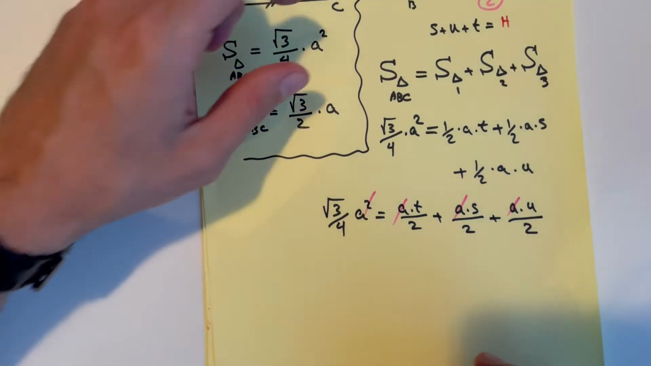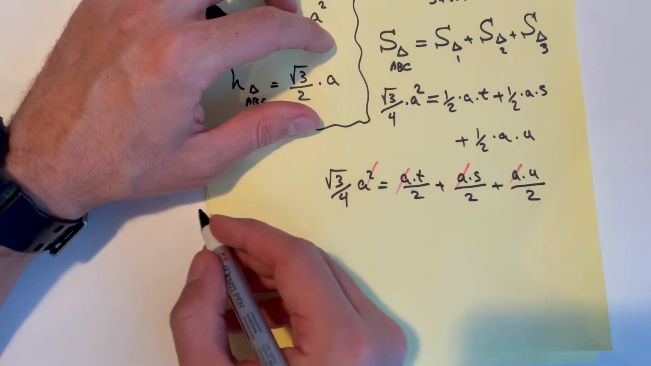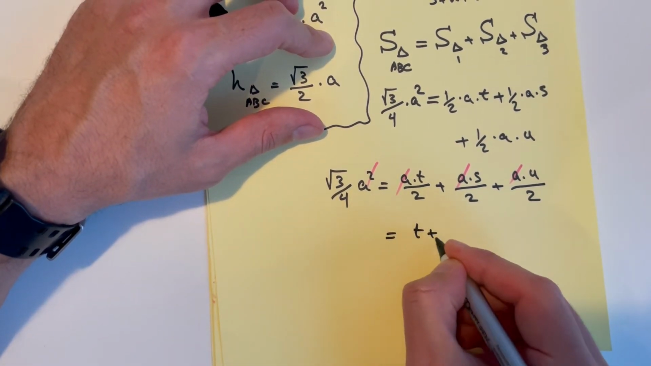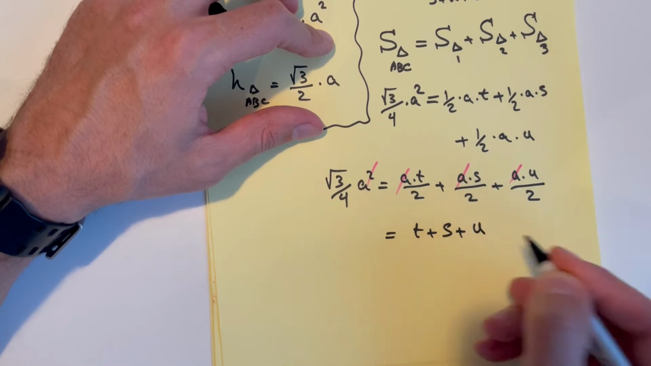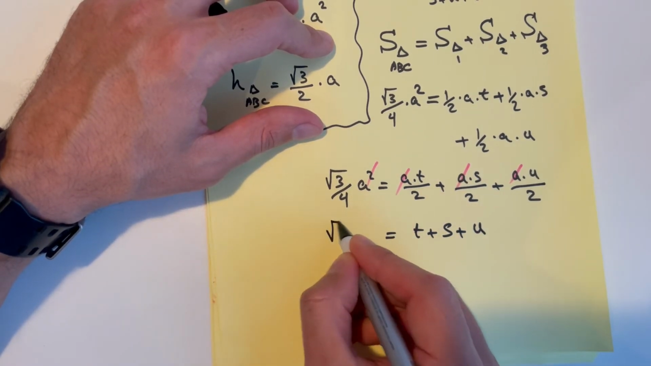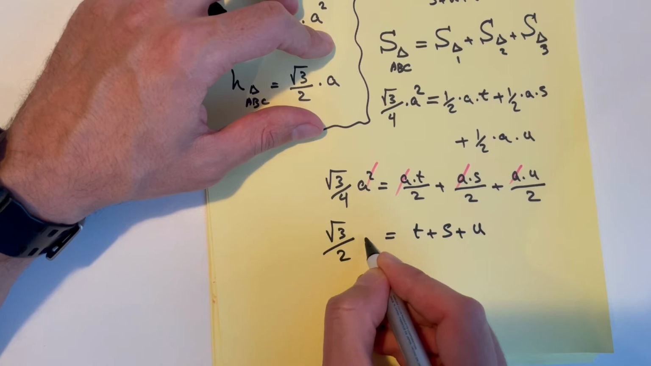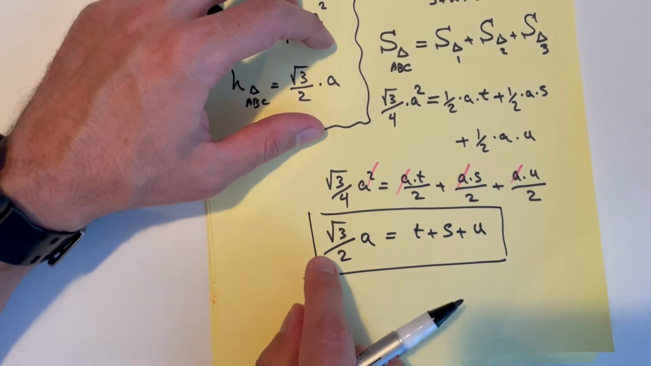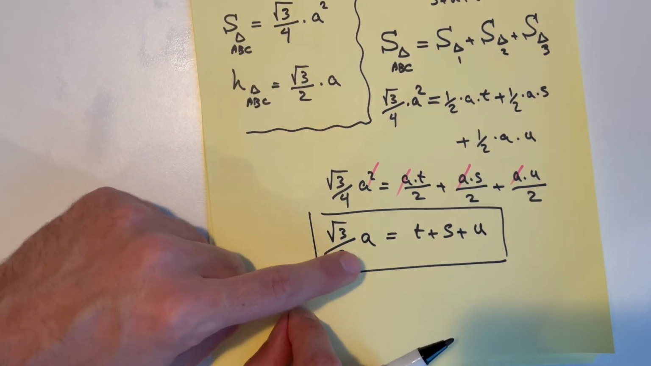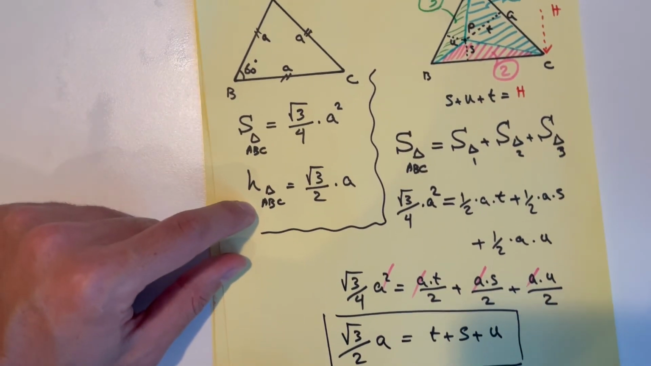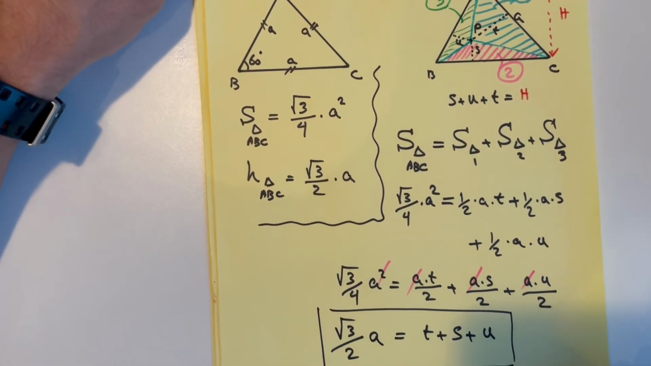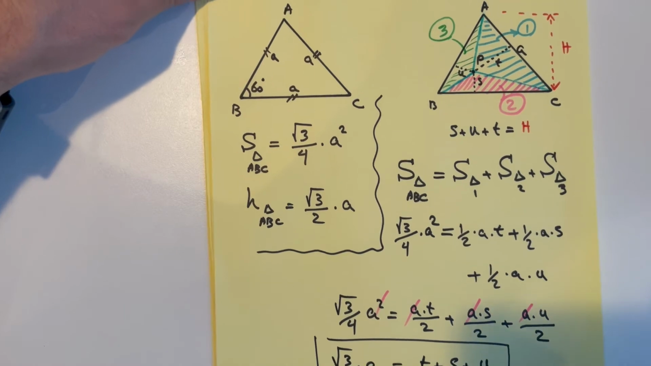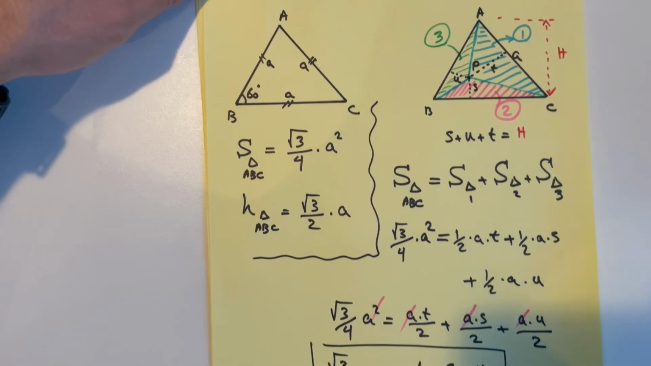And if I cancel out the a from both sides and also multiply both sides by 2, I have T plus S plus U is equal to radical 3 over 2 times a. And we know that radical 3 over 2 times a is equal to the height of the equilateral triangle. So this is how you can prove Viviani's theorem.